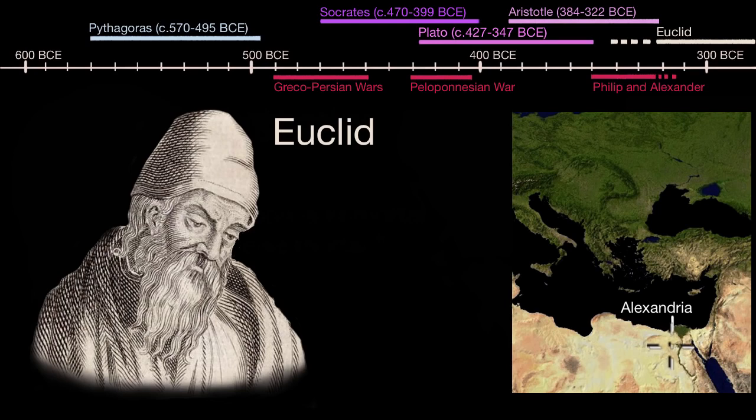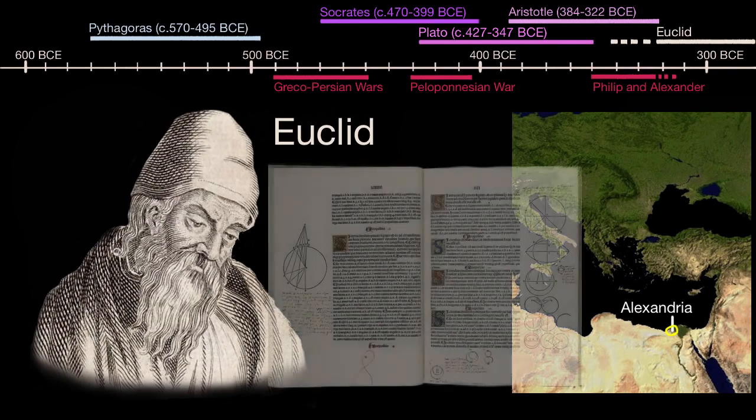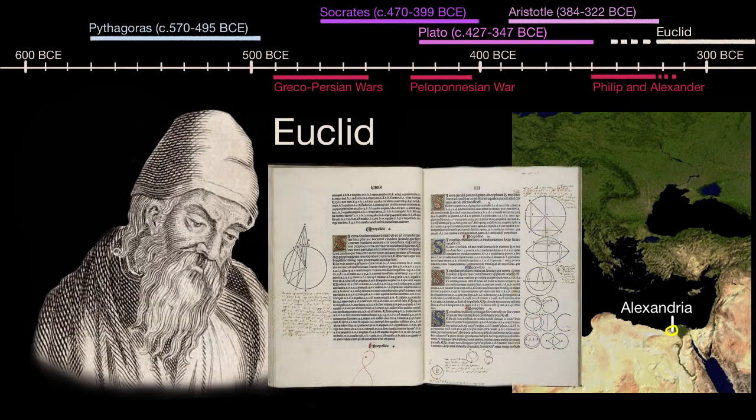Egypt was ruled by Ptolemy, establishing the Ptolemaic dynasty in the time of Euclid. And Euclid lived in that great center of learning in the arts, Alexandria, which even exists today. And he is most famous for his Elements. This is a much later printing of Euclid's Elements.